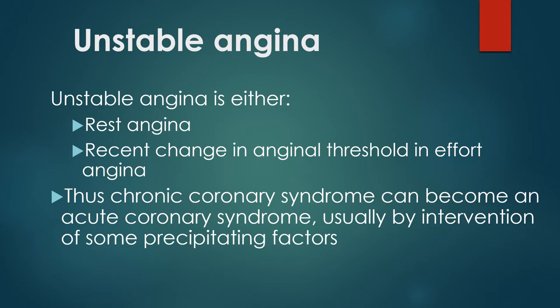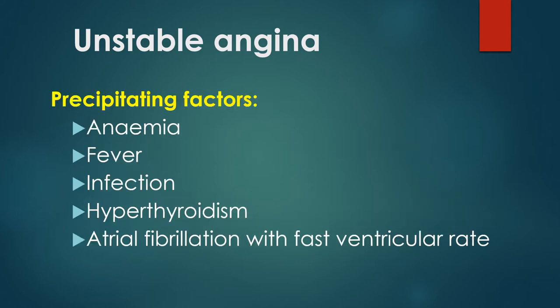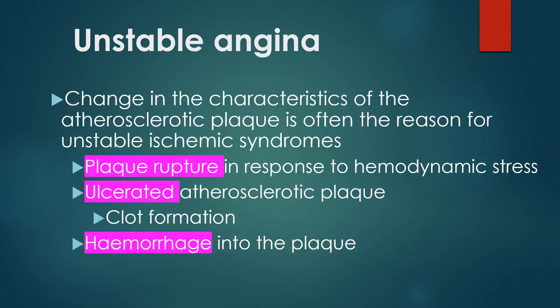Unstable angina is either rest angina or recent change in the anginal threshold of effort angina. Thus, chronic coronary syndrome can become an acute coronary syndrome, usually by intervention of some precipitating factors. Precipitating factors include anemia, fever, infection, hyperthyroidism, and atrial fibrillation with fast ventricular rate. A combination of factors may work together, like atrial fibrillation with fast ventricular rate in a case of hyperthyroidism. Change in the characteristics of the atherosclerotic plaque is often the reason for unstable ischemic syndromes.